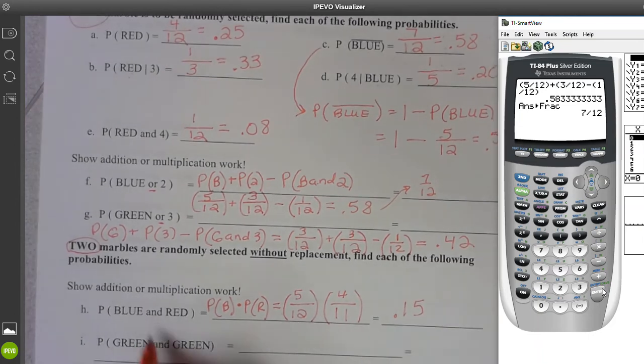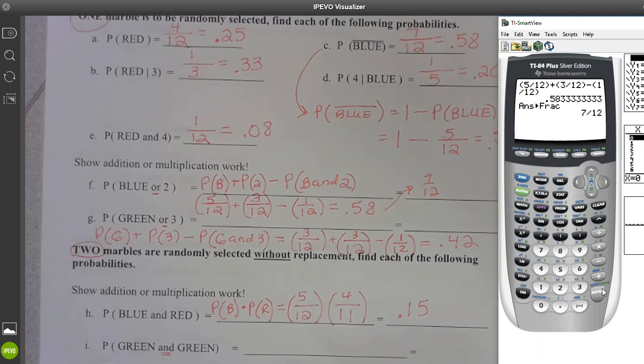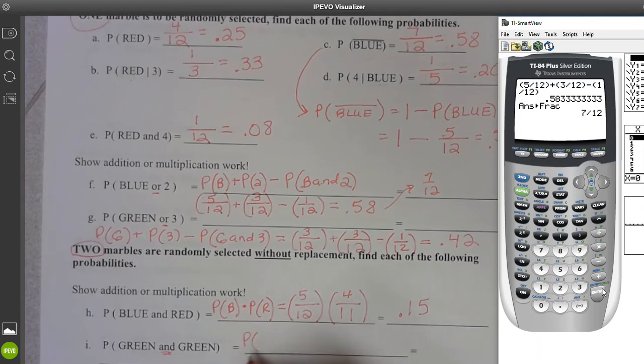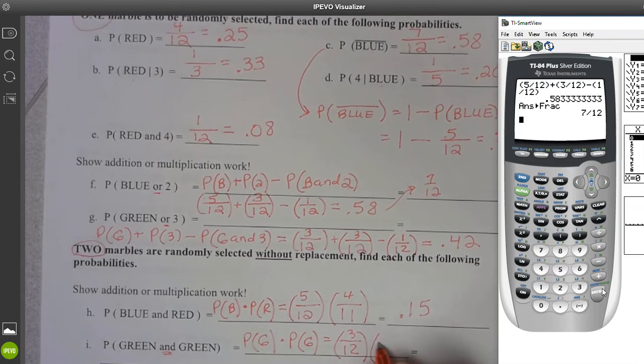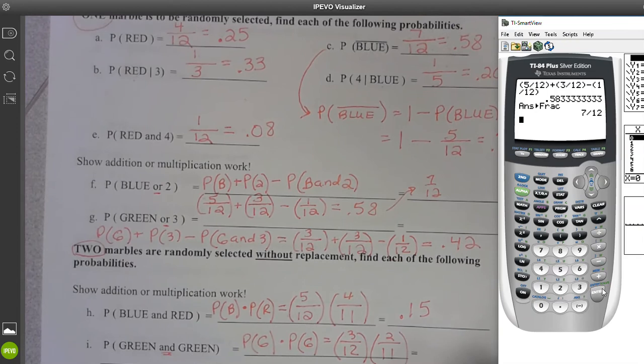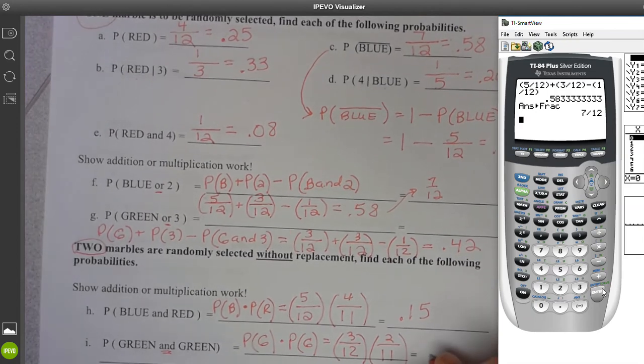This is also an and probability, so we're going to multiply those two probabilities together. So we're looking at the probability of getting a green times the probability of getting a green. And that's equal to, there's 12 marbles, 3 are green. We did not use replacement, so now there's only 11 marbles in the bag, and there's only 2 green ones because we already pulled out 1. So doing the math here, you get 0.05.